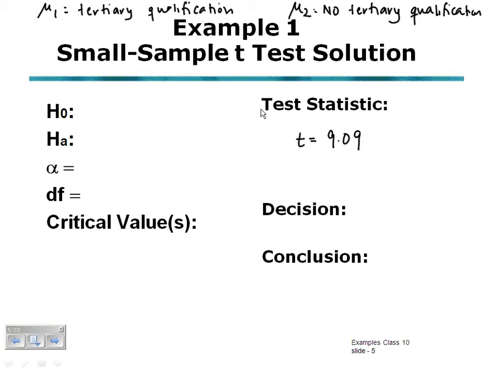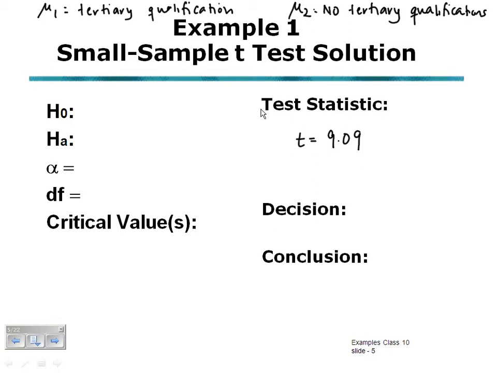Remember, these are population values. Now going back to our question in this problem, our question was whether the tertiary qualifications people have a higher mean income than those without tertiary qualifications, which in the example was written slightly differently.